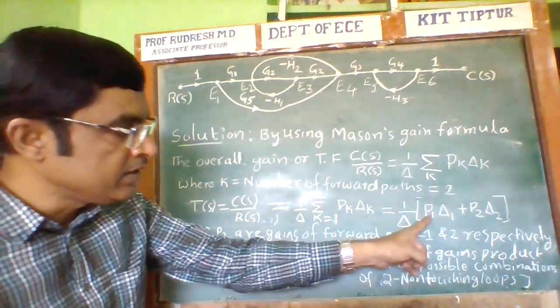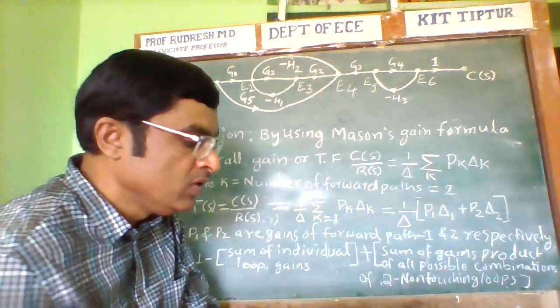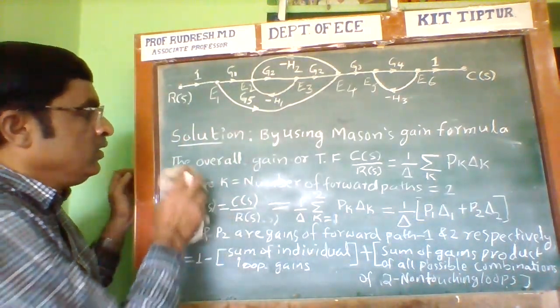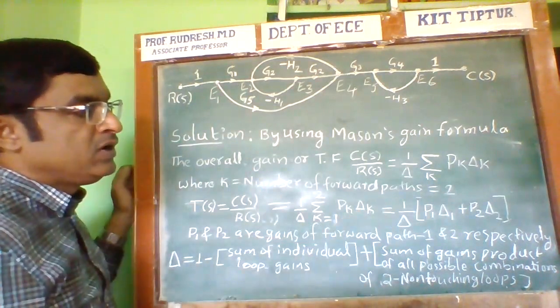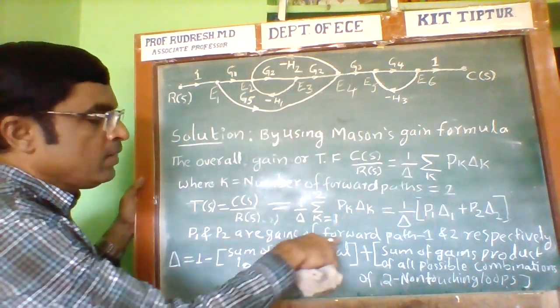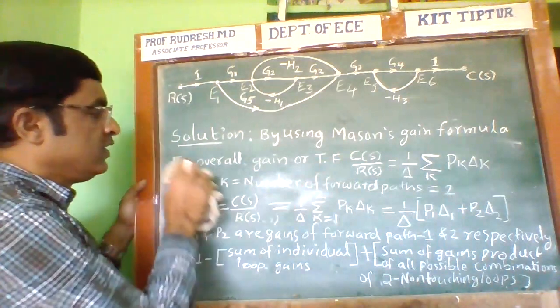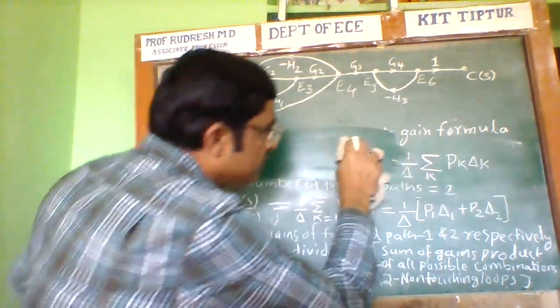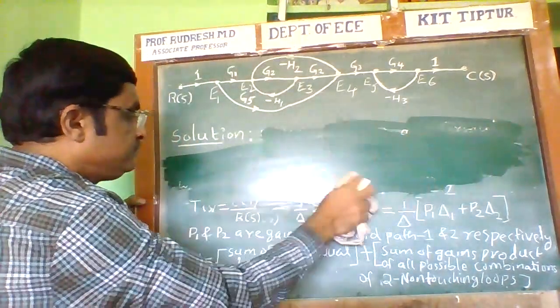In order to calculate P1 and P2, which are the gains of the first and second forward paths, the next step, step two, is to calculate them.